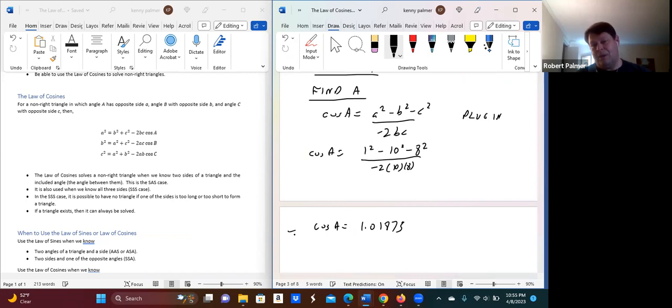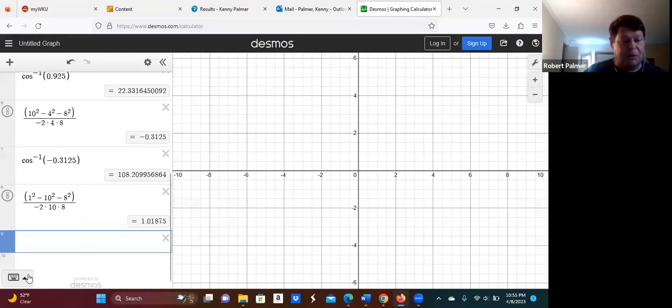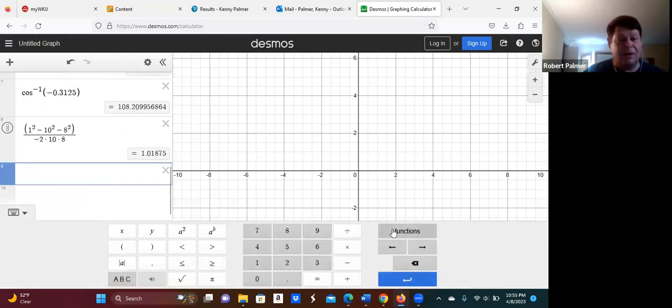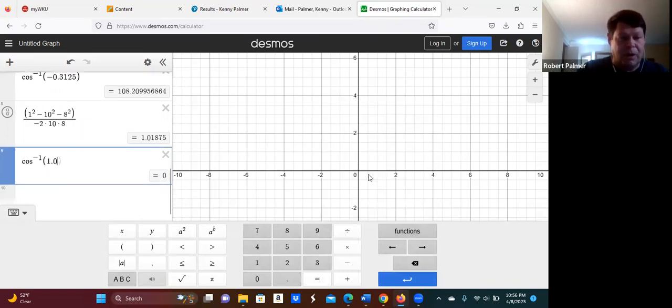Now, but what happens when we try to do this? Of course, we probably approach it the same way. A should be the inverse cosine of that. But if you try and do that, let's try the inverse cosine of that. Hopefully you notice right away what's going to happen, but let's go ahead and try it anyway. So the inverse cosine of 1.01875, notice it says undefined. That's because that's outside the domain of inverse cosine.